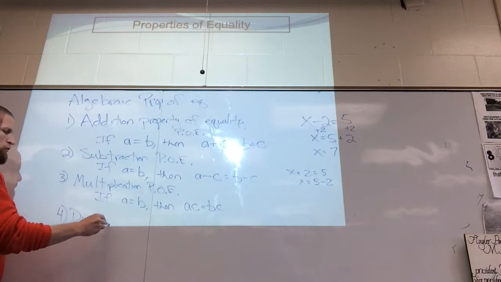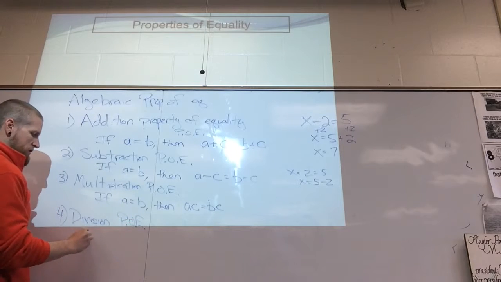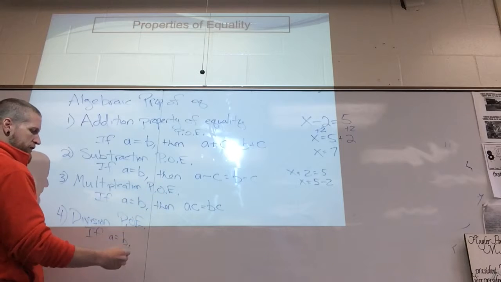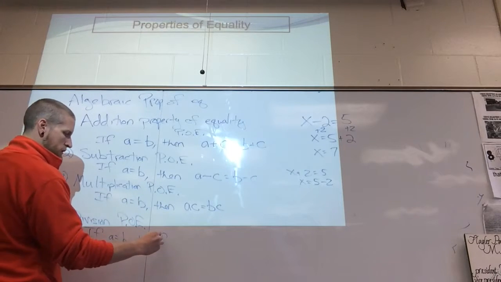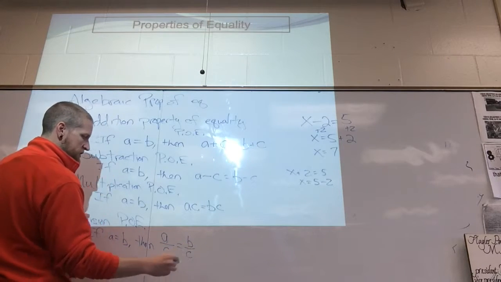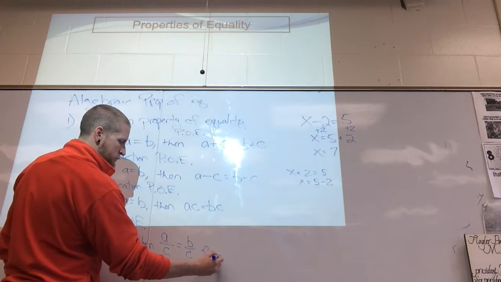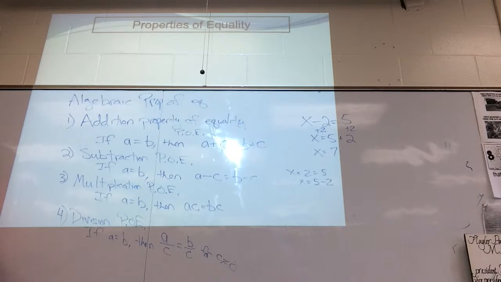And then the fourth one would be your division property of equality, which is basically the same thing as I had up here, just now you switch your operator to dividing. So then, if A equals B, then A divided by C equals B divided by C, and you can add that C doesn't equal 0 on the end, just because you can't divide by 0.